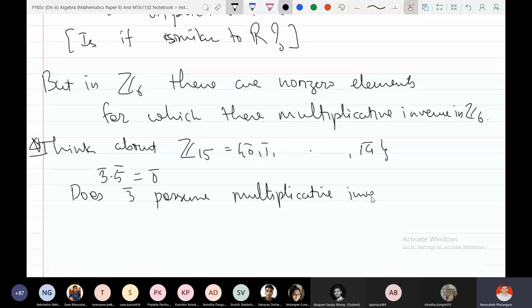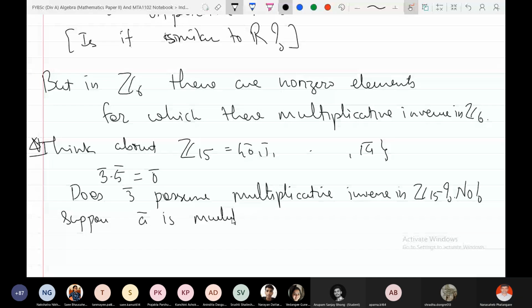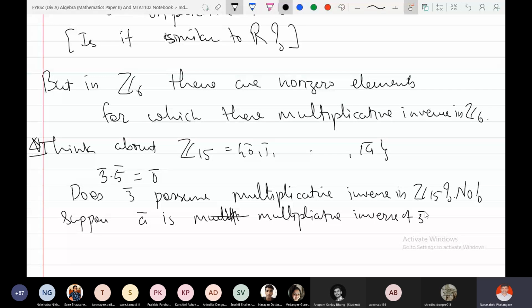In Z15, right? So the answer is no. So why is the answer no? Suppose 3 bar has a multiplicative inverse in Z15. Suppose there is a multiplicative inverse, which is A bar, of 3 bar.